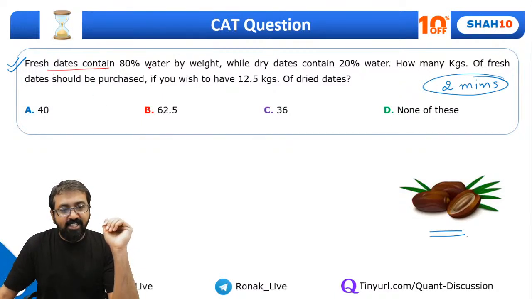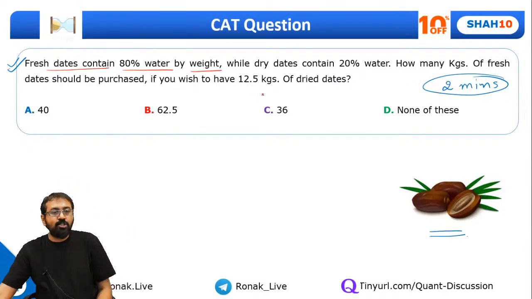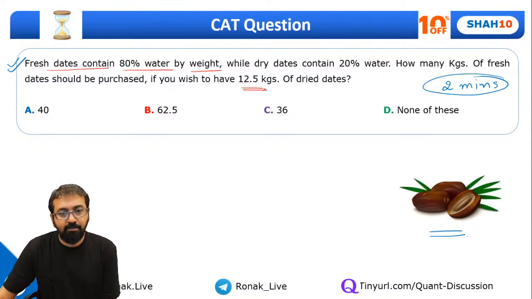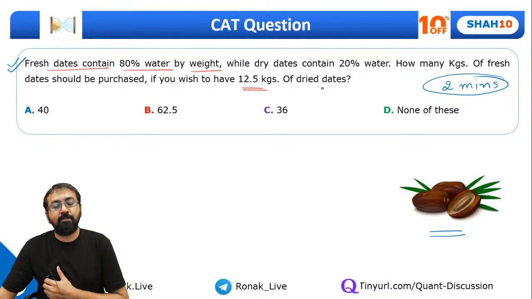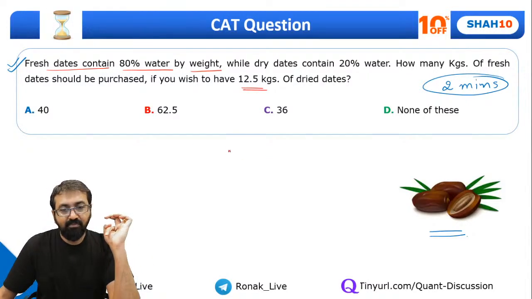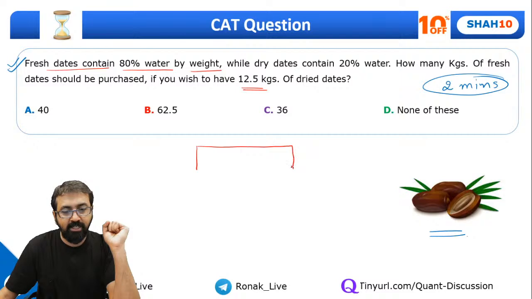Fresh dates contain 80% water by weight, while dry dates contain 20% water. How many kgs of fresh dates should be purchased if you wish to have 12.5 kgs of dry dates, guys? So tell me your answer, type it in the comment section. If you could solve it, let me just put it this way. I'm just putting it in a pictorial manner.